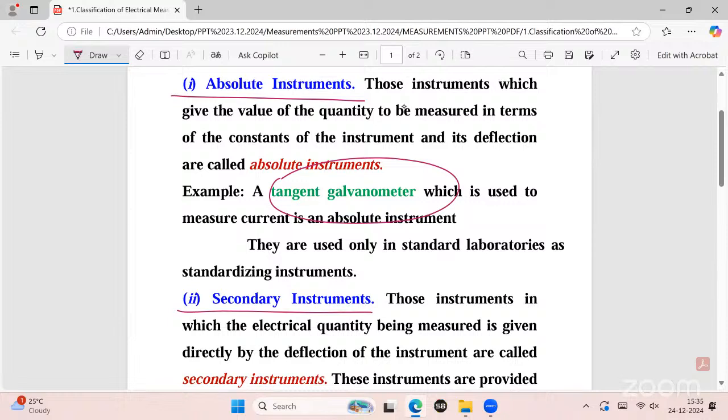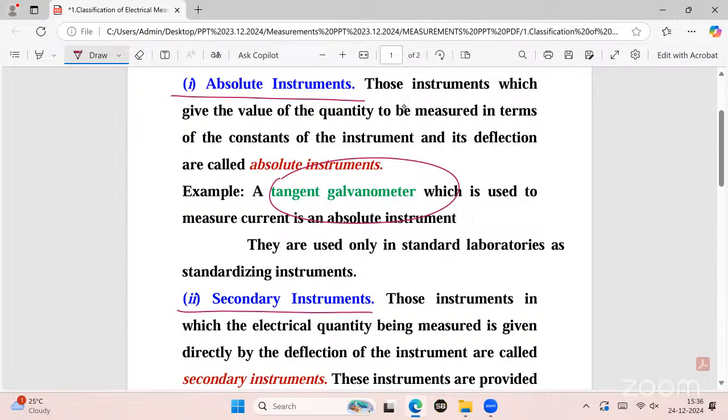Absolute instruments are those which give the value of the quantity to be measured in terms of the constants of the instrument and its deflection. What does it mean? Example, galvanometer.